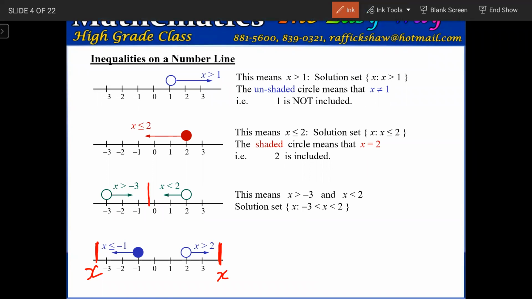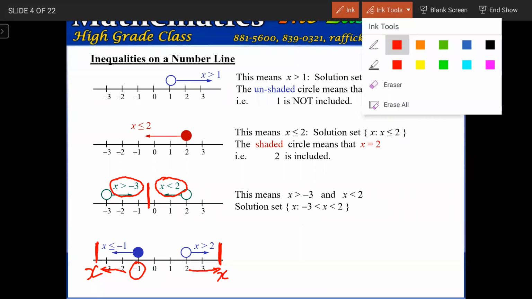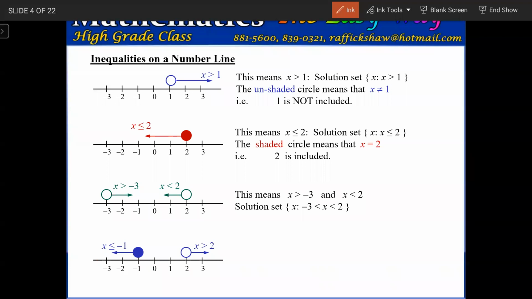Remember, in this case, you can have a value that is greater than negative 3 and less than 2 at the same time. But you cannot have a value that is less than negative 1 and at the same time greater than 2. There's no value that is less than negative 1 and at the same time greater than 2. So in this case, you have to use the word or. It is either less than negative 1 or greater than 2.